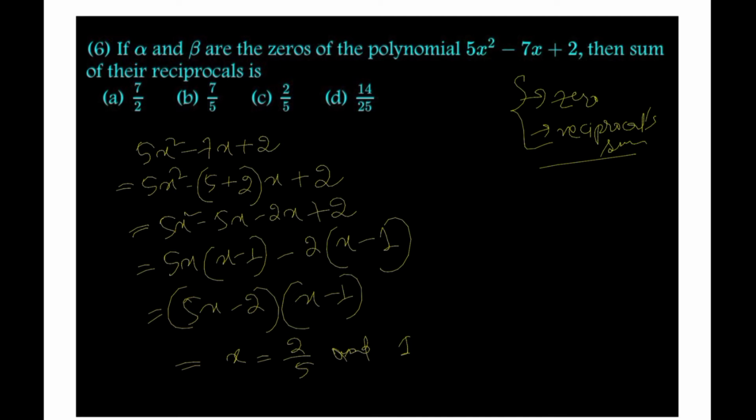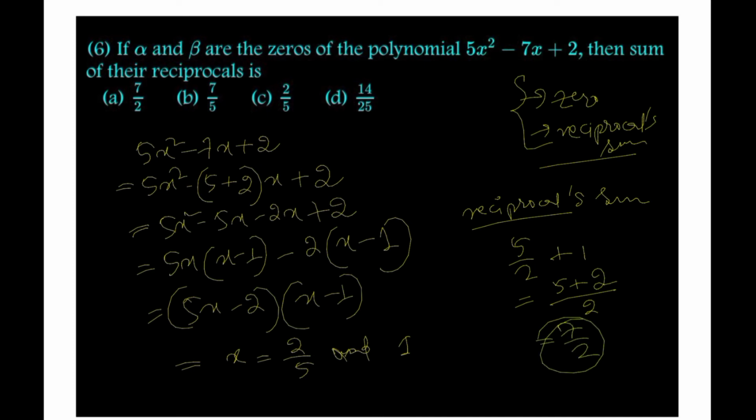Now let's find their reciprocals. Actually, we are finding the sum of their reciprocals. The reciprocal of 2 by 5 is 5 by 2 and the reciprocal of 1 is 1, and adding them we get 5 plus 2 divided by 2, and it is nothing but 7 by 2. So 7 by 2 is the answer. And that's all for this question. Let's move on to the next question.